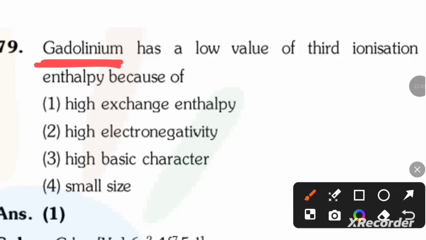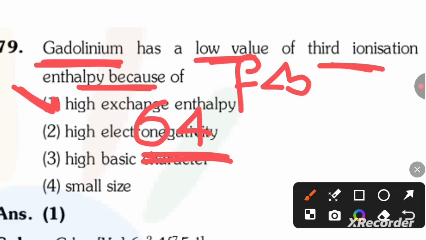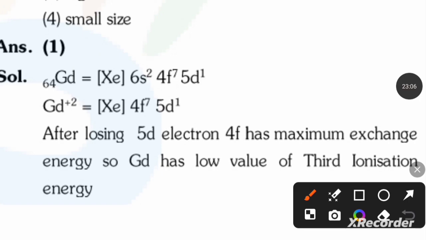Gadolinium is one of the f-block elements with atomic number 64. Remember, gadolinium has a low value of third ionization enthalpy because of high exchange enthalpy. As its atomic number is 64, its electronic configuration is [Xe] 6s2 4f7 5d1.